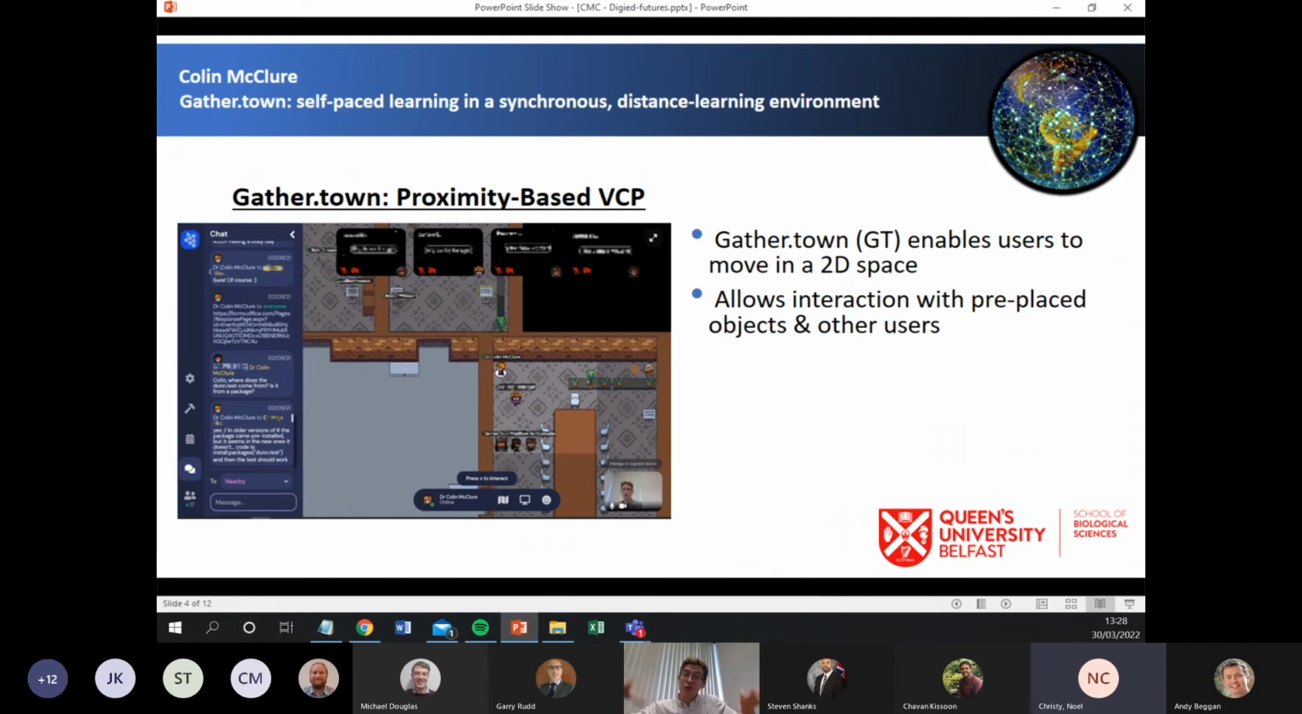You can provide resources in this space for the students to interact with. And the idea is if the students are close to you in proximity, so if your avatar is close to their avatar, you can bring up the video like we're having now. So you can see them, you can hear them, they can share their screen, they can have a chat with you using the chat function here on the left-hand side.